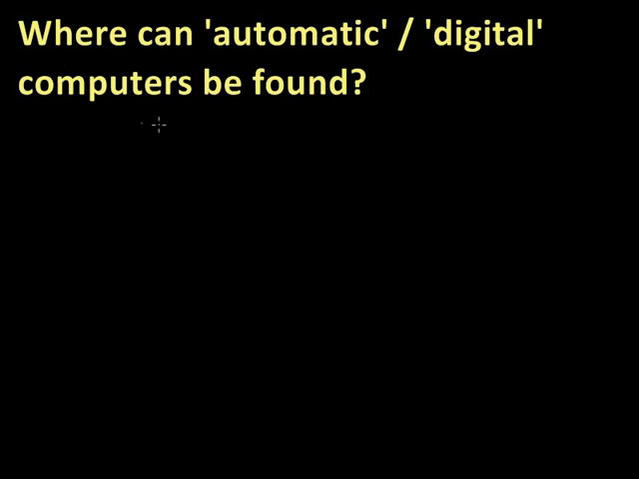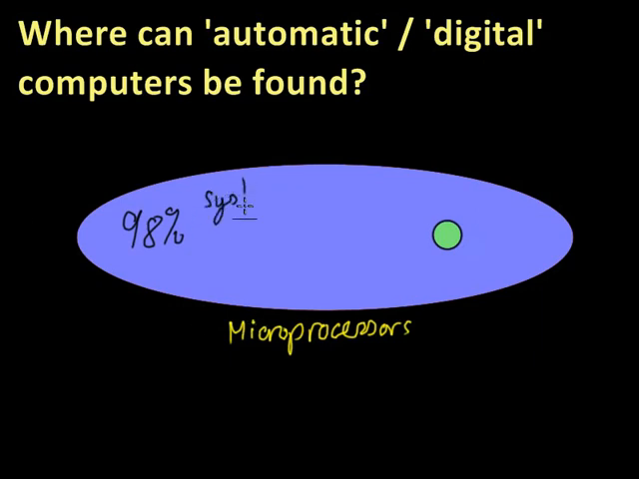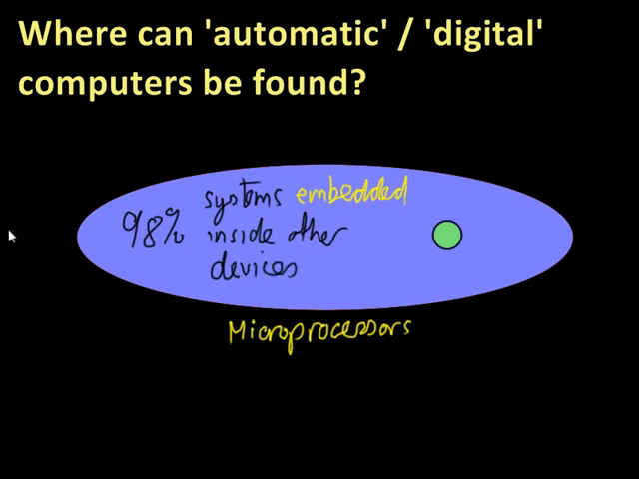Where can automatic or digital computers actually be found? Well, it may surprise you to discover that 98% of the microprocessors currently developed in the world, so these are small scale computing devices, are used in systems which are embedded inside other devices.